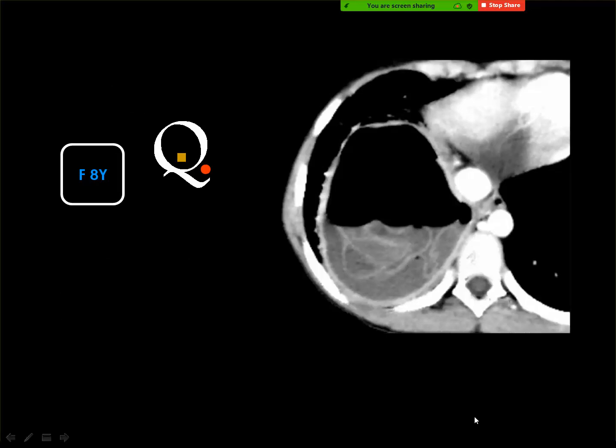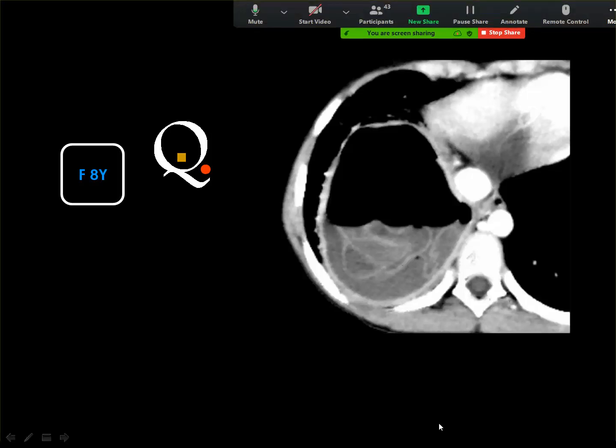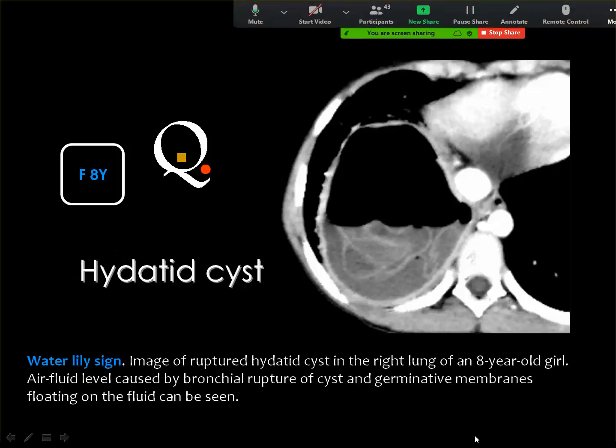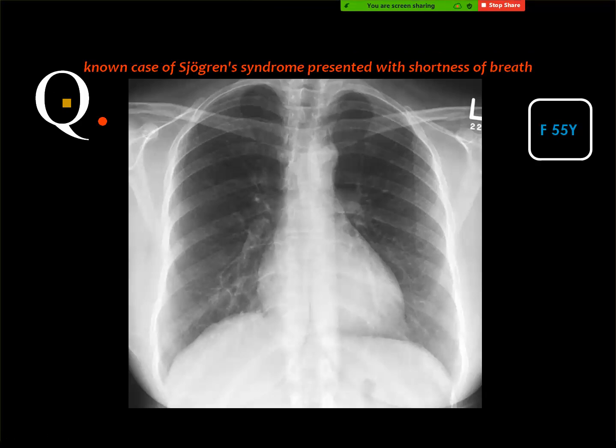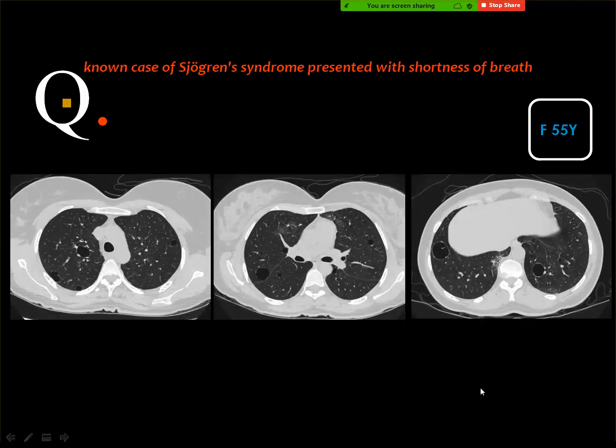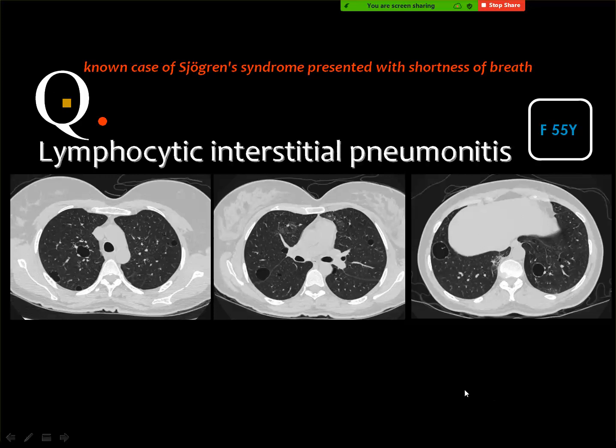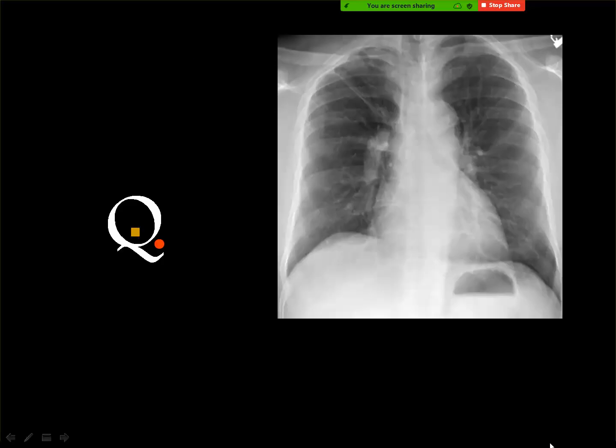Ruptured hydatid cyst, with the classic water lily sign and the collapse of the endocyst. Lymphocytic interstitial pneumonia. You should look at the CT scan and you see these cystic changes in the lung, which is diagnostic, as you have said, of lymphocytic interstitial pneumonia. Very good.